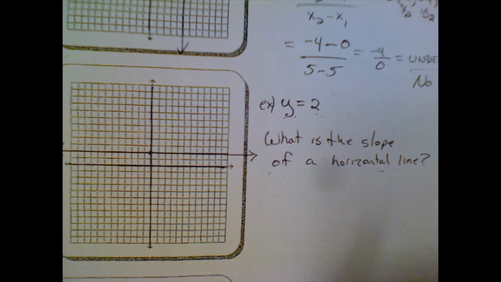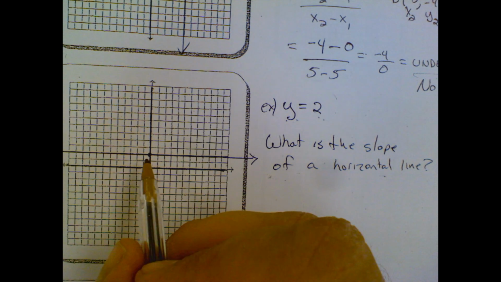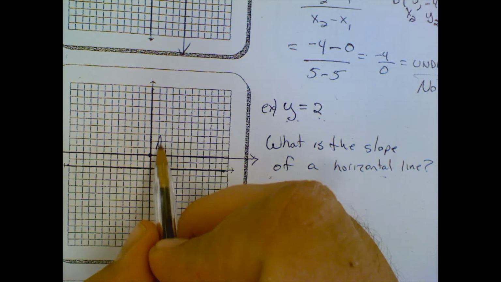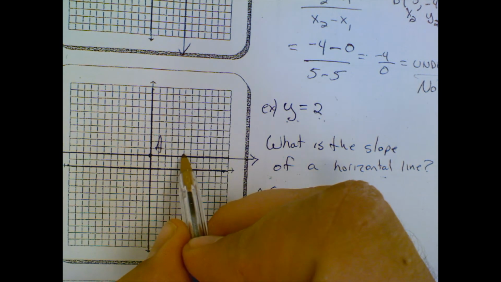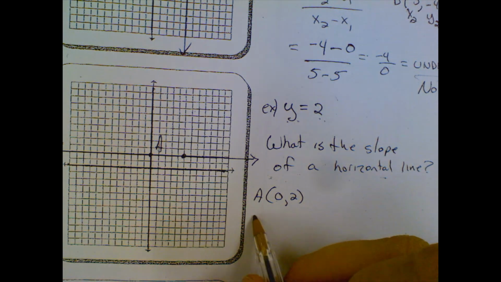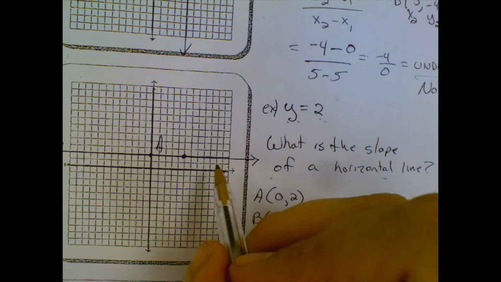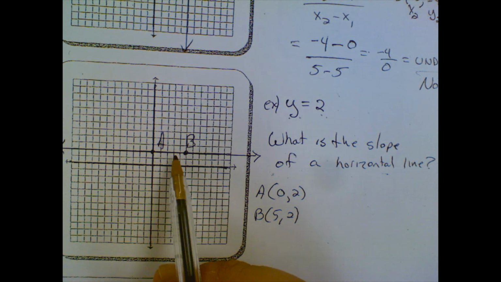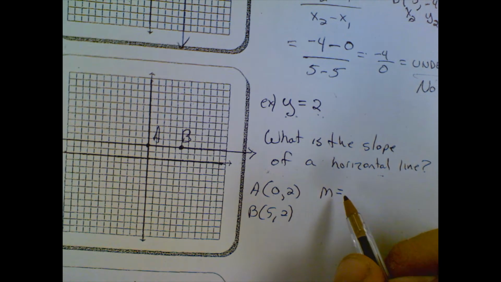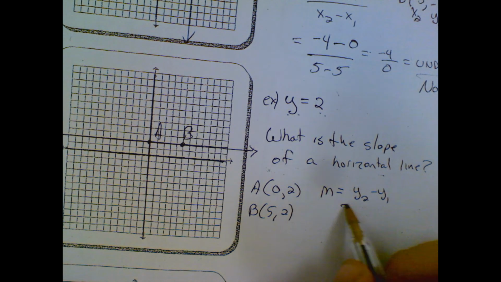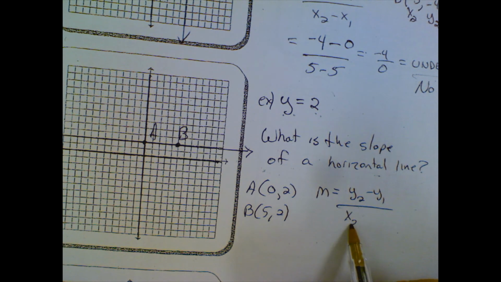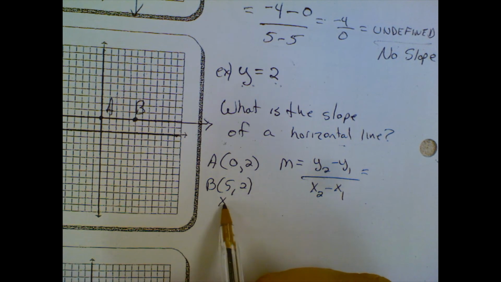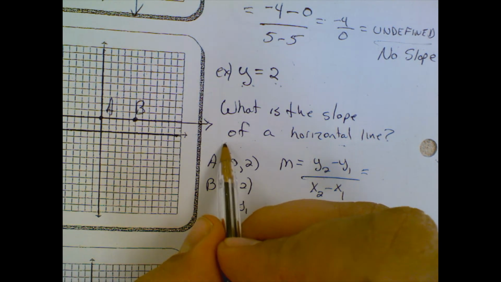All right, and the answer to that, let's do the same thing we did before. Let's pick 2 points. Looks like we could use the point 0, 2, call that point A. And let's pick this one right here. Looks like that point is 5, 2. Call that point B. And I'm going to find the slope between those 2 points. Let's pull out our formula. It's the difference in y's over the differences in x's. Let's plug and chug. Let's call this one x1, y1. That leaves this to be x2 and y2.